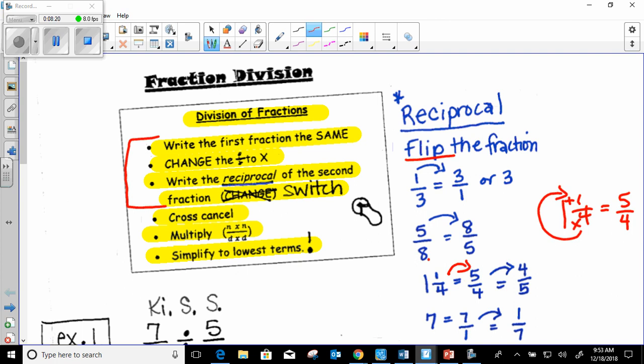So you can't flip a fraction unless it's a fraction or an improper fraction. Now, what if it has a whole number? You always put a 1 under it. Then you could flip it like this one. Look at 7. As a fraction, it's 7 over 1. Then you flip it, it becomes 1 over 7. Does that make sense?